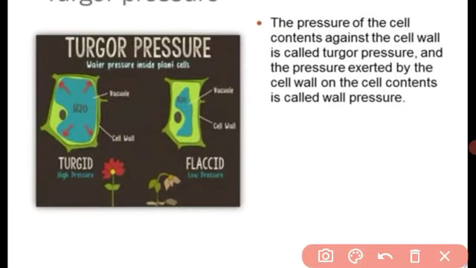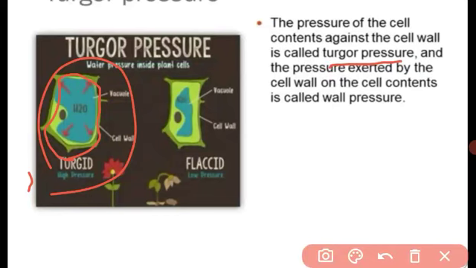Let us move. Look, child, this cell is the turgid cell. Turgid cell means what? Whenever the cell swells up, the cell cannot accommodate more water inside. At that time, whatever cell content is present in the cell exerts pressure on the cell wall. This pressure is called the turgor pressure.